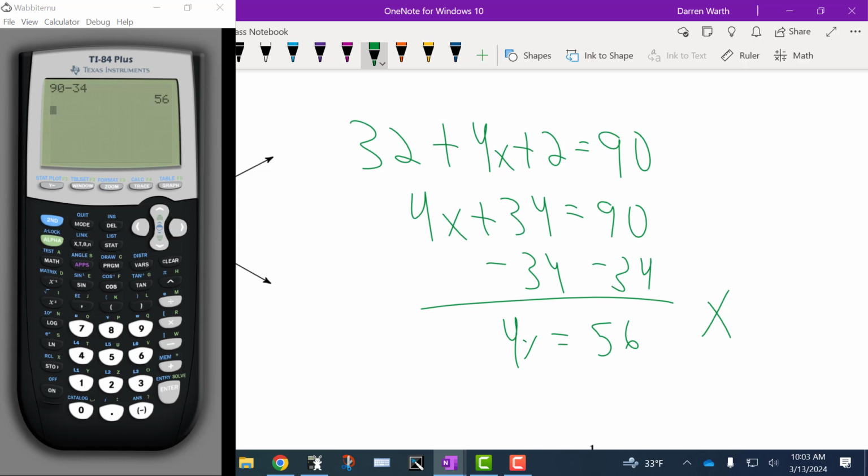And so we get 4x equals 56. Now I'm going to go ahead and divide by 4, and I get x equals 14. So that would be our answer: x equals 14.